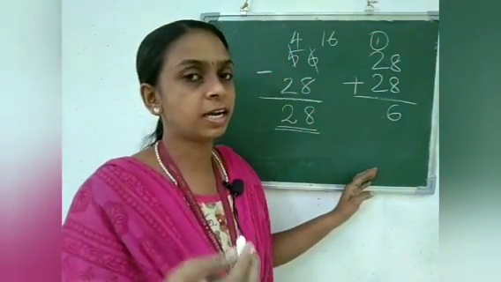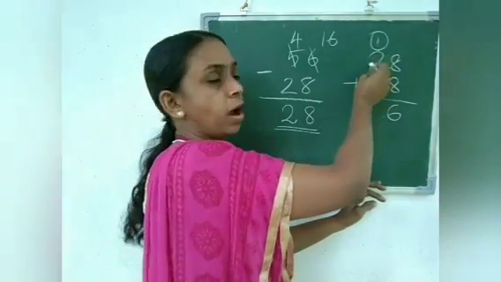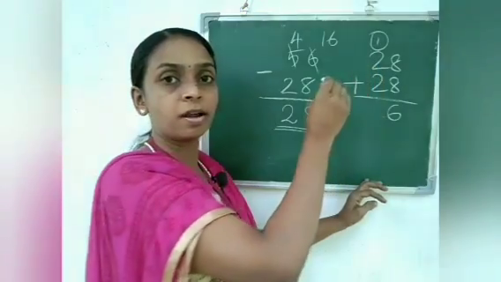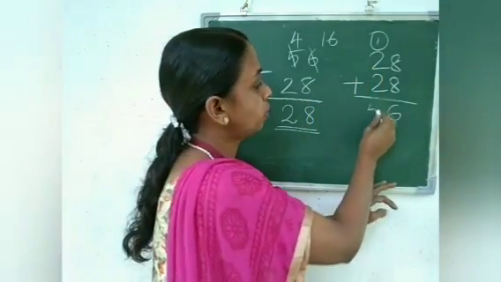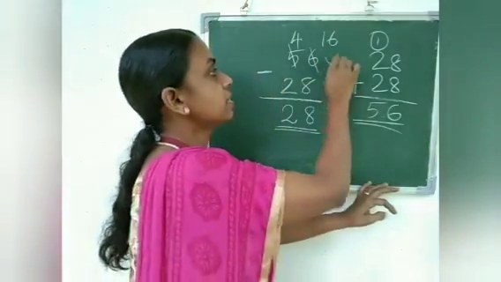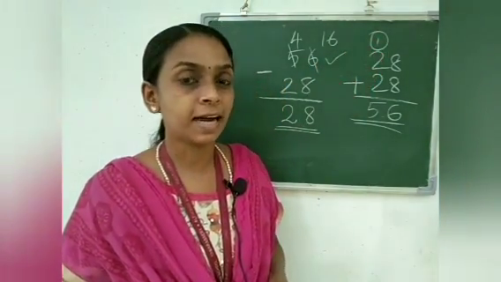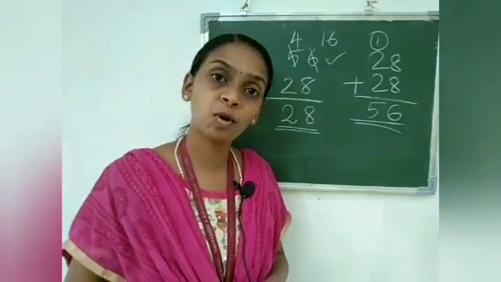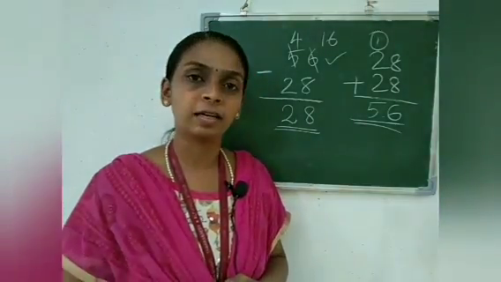We already studied addition with regrouping. Then we have to add this 1 with the 2. 1 plus 2 is 3. 3 plus 2 is 5. So we got the answer 56. What will we conclude from this? We will conclude that our subtraction problem is correct.